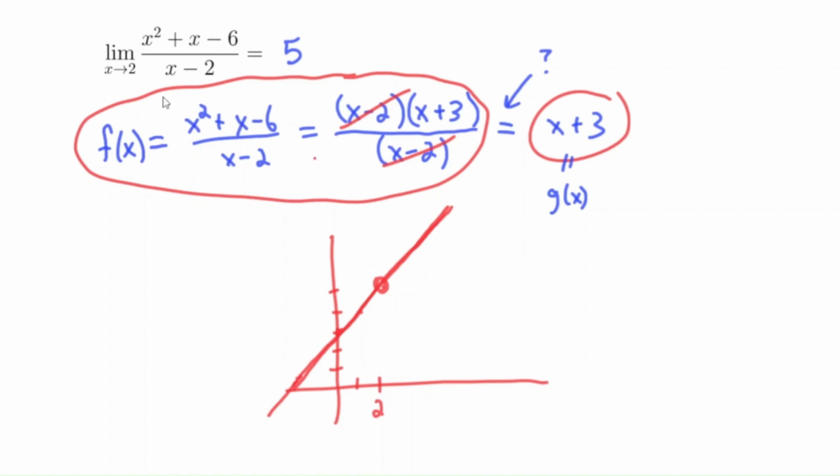But the reasoning behind why this limit ended up being 5 was because when we simplify this, we cancel these x minus 2 factors and plug in 2 for x at this point, we end up getting 5 as a result. So hopefully that solves a bit of the mystery about where that 5 comes from.